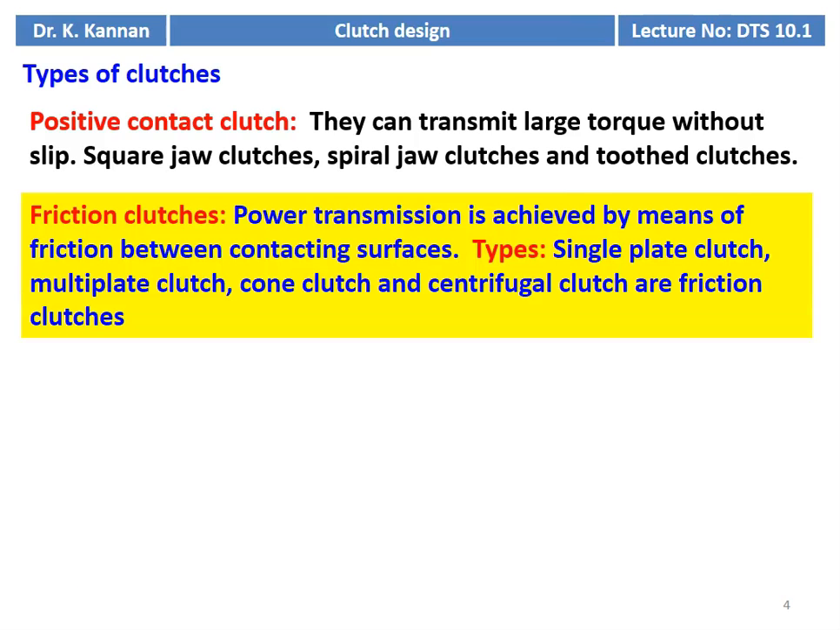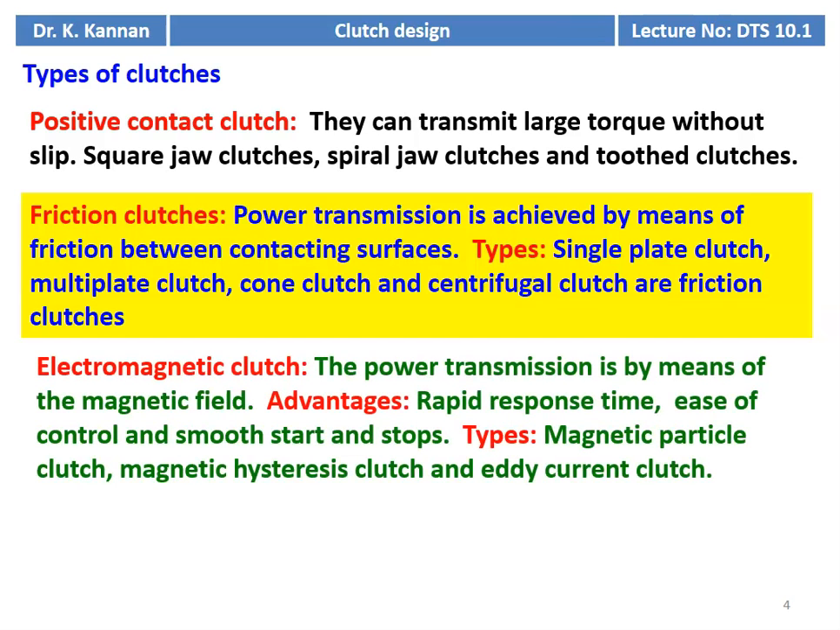The next one is friction clutches. That is what we are going to focus on in this lecture. We are going to discuss more on the single plate clutch, multi plate clutch, cone clutch and the clutch with friction. The power transmission is achieved by means of friction between the contacting surfaces. So the friction disc will have the contacting surfaces, and through the contact surface there will be friction. Using the friction, power will be transmitted. There are different types of friction clutches: single plate clutch, multi plate clutch and cone clutch.